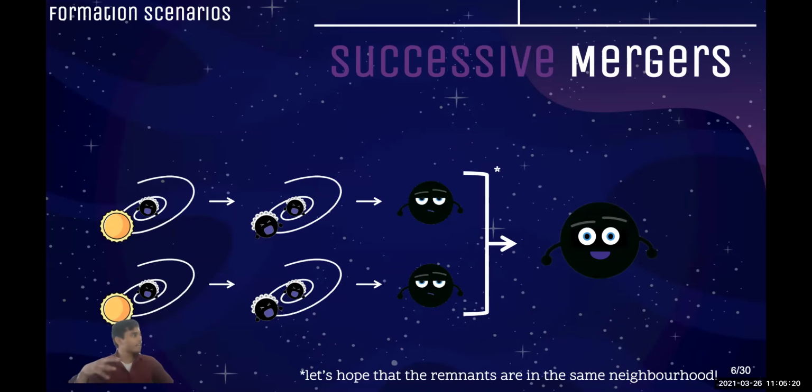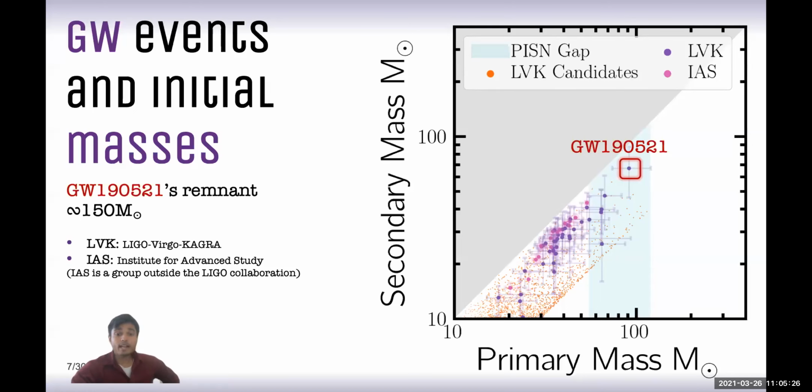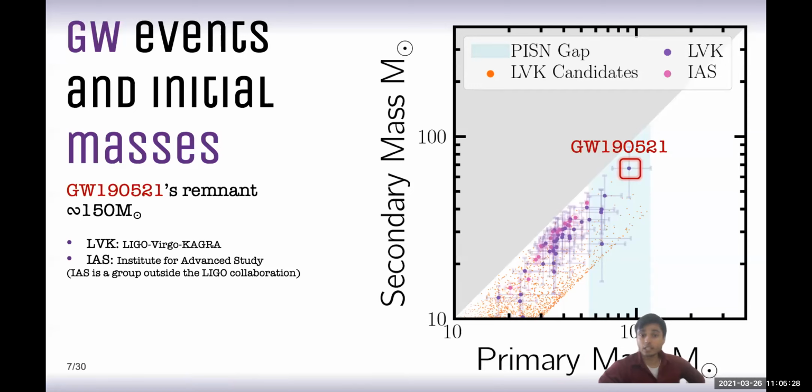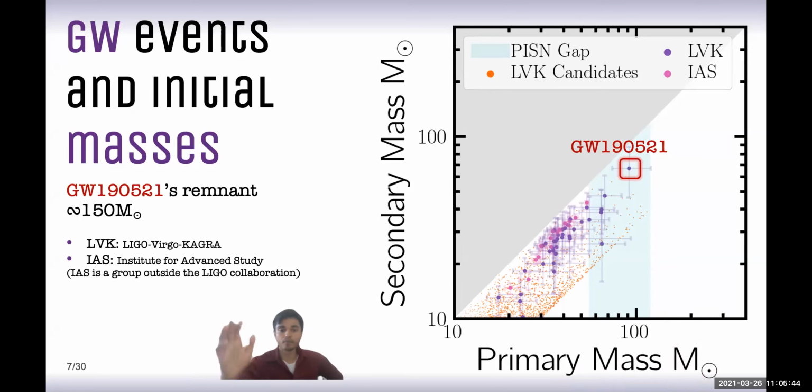What makes the scenario more tantalizing is the discovery made by LIGO in 2019. In 2019, LIGO detected a gravitational wave event called GW190521. And this was from the merger of a binary system that produced an intermediate mass black hole of around 150 solar masses.